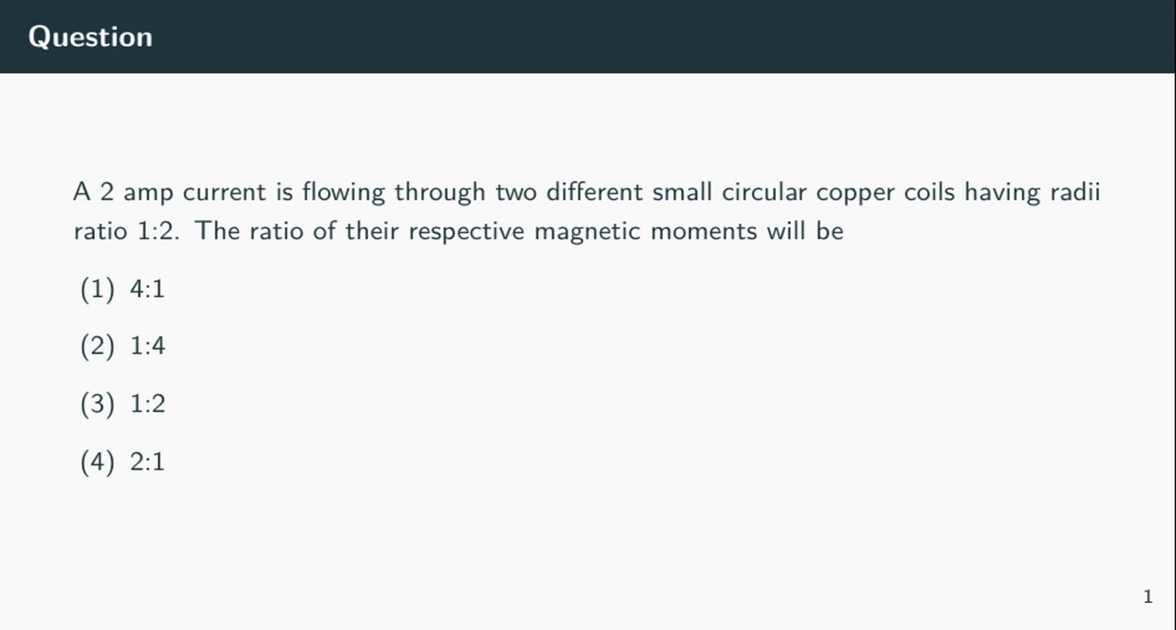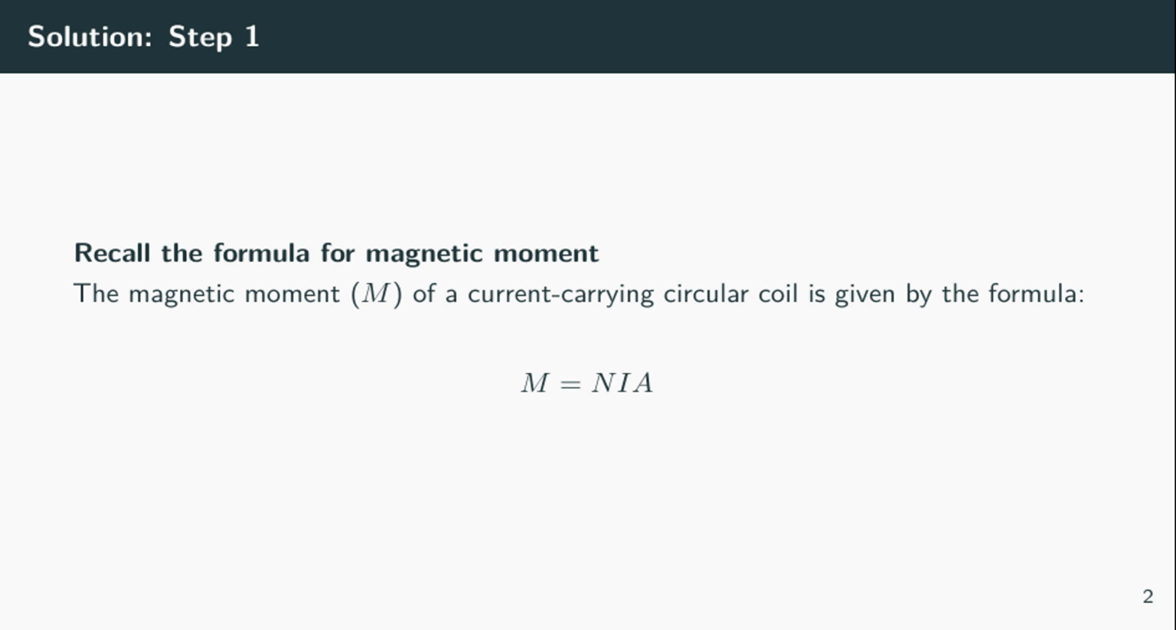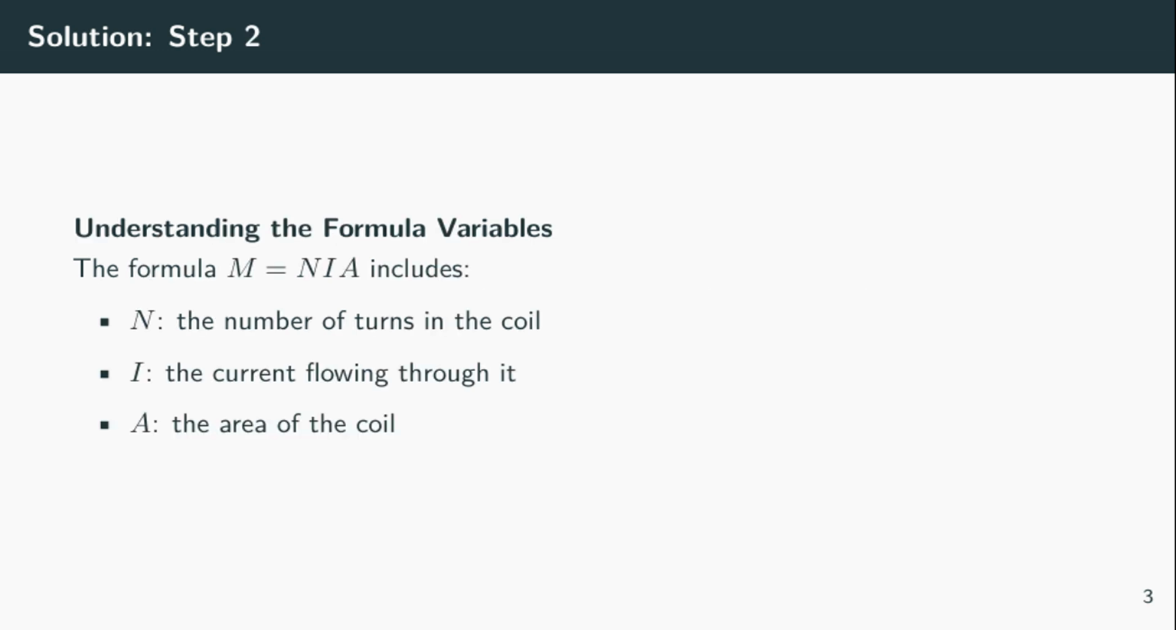And here are the options we have. Option 1: 4 to 1, option 2: 1 to 4, option 3: 1 to 2, option 4: 2 to 1. Let's get started with the solution. Step 1 is all about recalling the formula for magnetic moment. The magnetic moment, which we'll call M, for a current carrying circular coil, is given by this formula, M equals NIA. Now for step 2, let's make sure we understand the variables in this formula.